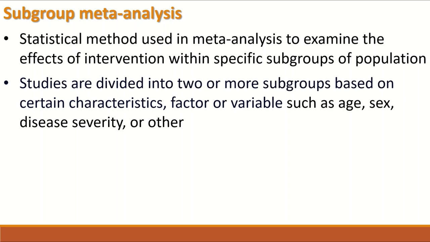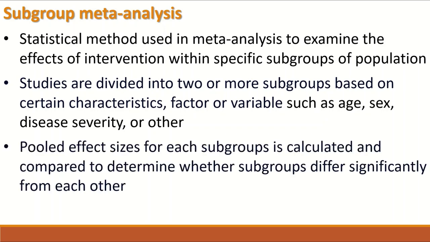So the studies in subgroup meta-analysis are sectioned or divided into two or more subgroups based on certain characteristics, a factor or a variable such as age, gender, disease severity, and so on. So the pooled effect size is calculated for each subgroup and compared to determine whether there is a difference between these subgroups in the estimated effect size.